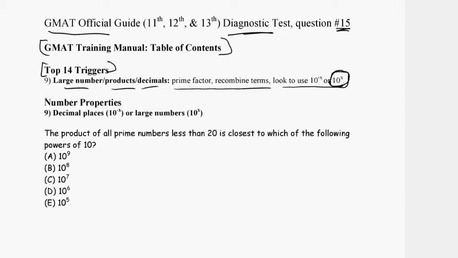Put another way, number properties from my table of contents. Anytime you have decimal places, which we don't here, or large numbers, which we do, we're going to use 10 to the x. It's a classic trigger, a large number, to use 10 to the x. And that's what you're going to see here, the product of all the prime numbers. Whoa, that's going to be big. So let's enlarge this a little bit.